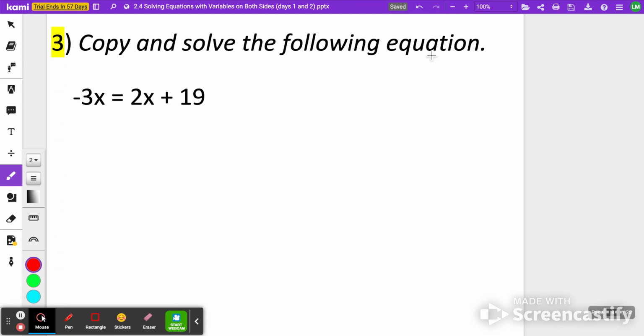Again, let's go ahead and copy and solve the following equation. Pause the video here, and when you're ready to check it, click play. First thing I'm going to decide is where do I want the variable? I want the variable on the left-hand side here just because there's already one variable alone.